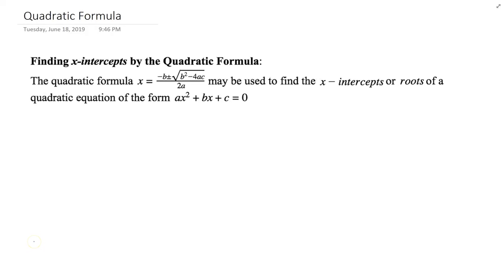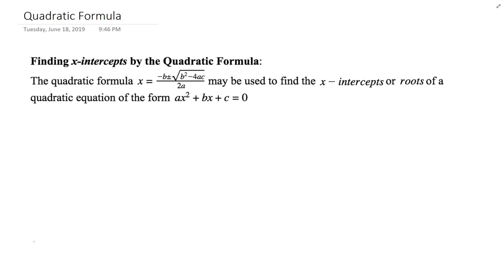Well, hello everyone. In this lesson, we will be talking about the quadratic formula. The quadratic formula is the formula for finding the x-intercepts of a quadratic function. The quadratic formula is x equals negative b plus or minus the square root of the quantity b squared minus 4ac, over 2a.